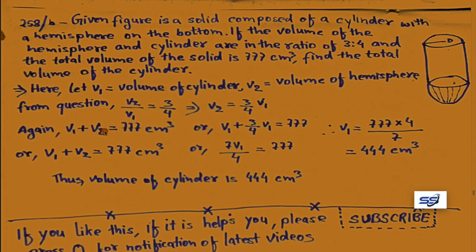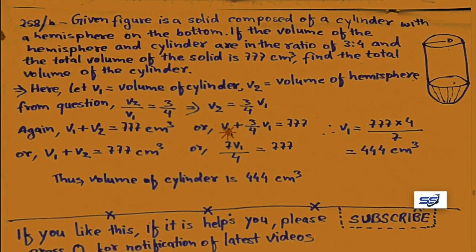Again, V1 plus V2 equals 777 centimeter cube. This is also provided in our question. Or V1 plus 3 upon 4 V1. Here V2 is equal to 3 upon 4 V1, and the same thing comes here in place of V2, 3 upon 4 into V1, equals 777. Or V1 plus V2 equals 777 centimeter cube, or 7 V1 upon 4.